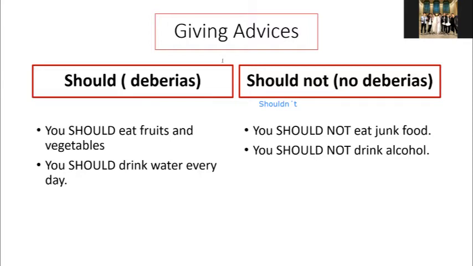So now, can you give me one example of any of these two? Un ejemplo de cualquiera de las dos, con should o con shouldn't. Me da lo mismo. In a sentence. ¿Pueden ustedes darme una oración? Dando un consejo. It can be about anything. Puede ser de cualquier cosa. But you must use should or should not.